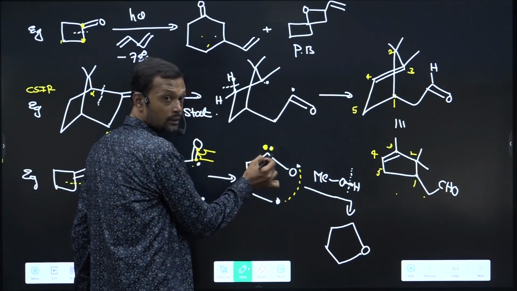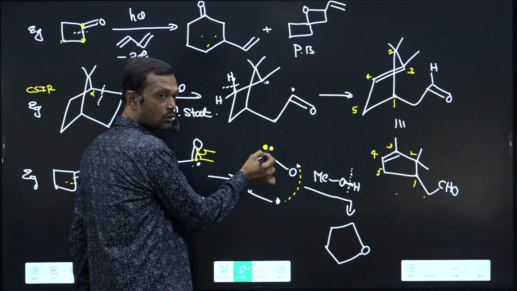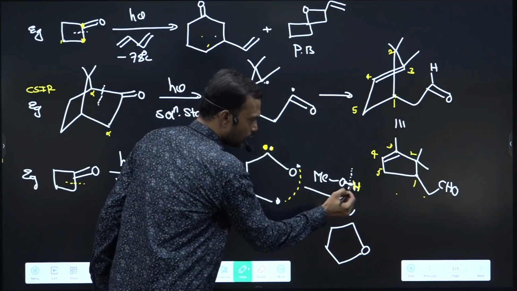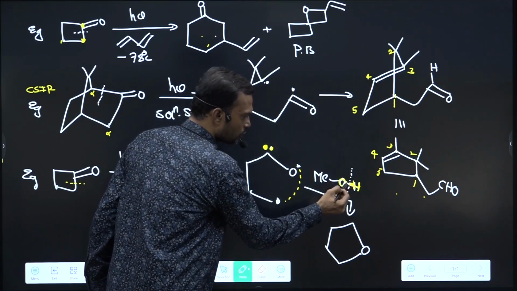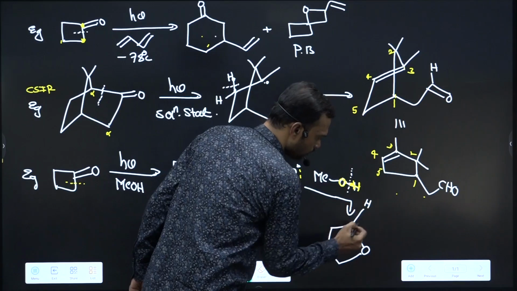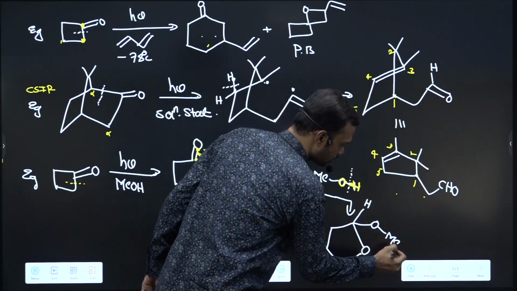Now here 2 radicals are present. What is this? Carbene. Carbon with 2 electrons is called a carbene. Now, this hydrogen in the form of a radical and this oxygen in the form of a radical are added on these two. So, can I write this? Here hydrogen and here oxygen, and this is the answer.